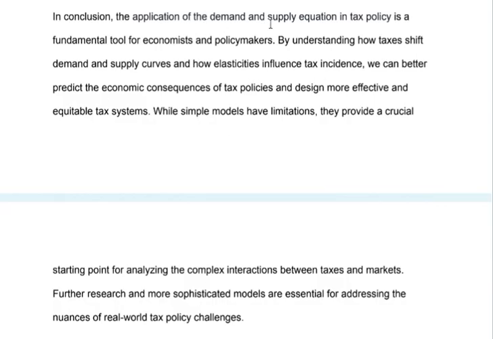In conclusion, the application of the demand and supply equation in tax policy is a fundamental tool for economists and policymakers. By understanding how taxes shift demand and supply curves and how elasticities influence tax incidence, we can better predict the economic consequences of tax policies and design more effective and equitable tax systems. While simple models have limitations, they provide a crucial starting point for analyzing the complex interactions between taxes and markets. Further research and more sophisticated models are essential for addressing the nuances of real-world tax policy challenges.